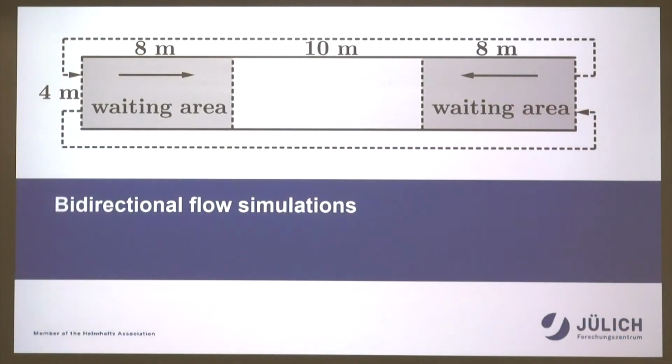Okay, and finally we come to the bidirectional flow simulations. We already ran simulations in a corridor shown in this figure. Two groups of agents with the same number are distributed in the two waiting areas and move toward each other. And periodic boundary conditions are used in our simulations.